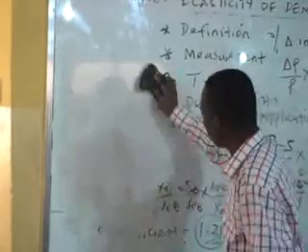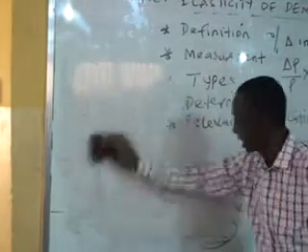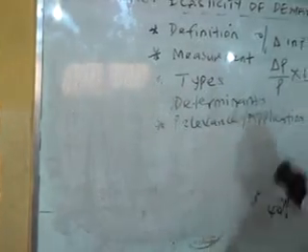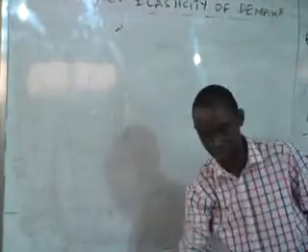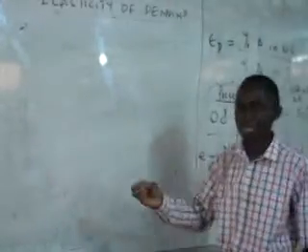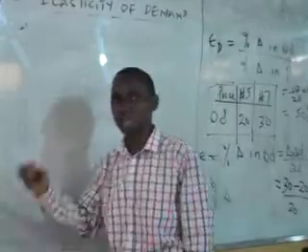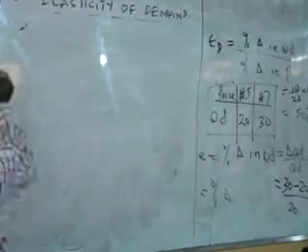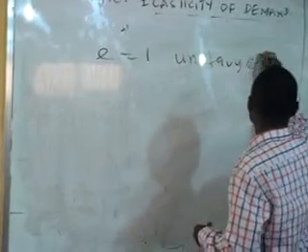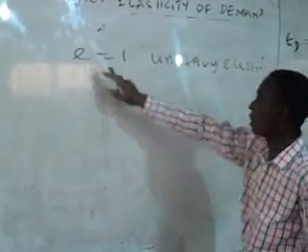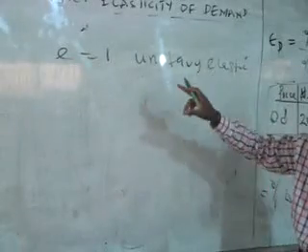Now, apart from demand being elastic or inelastic, demand also can be unitary elastic, it can be perfectly elastic, it can be perfectly inelastic. Those are the other types of demand: unitary, perfectly elastic, and perfectly inelastic. And all this can be gotten from your answer. Where your elasticity of demand is equal to 1, demand is said to be unitary elastic.